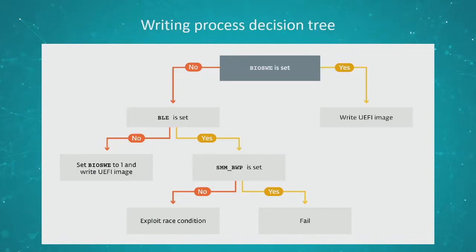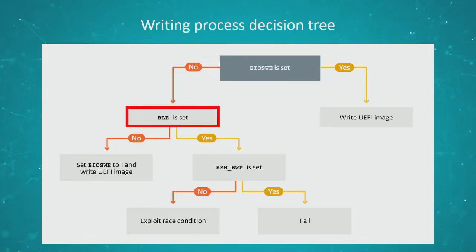Okay, let's look at the writing process decision tree. So the first thing that the rewriter binary will check for is BIOS write enable. It will check if it is activated, and if it is activated, there's nothing stopping it from writing to the SPI flash memory. So it will just write the trojanized UEFI image.